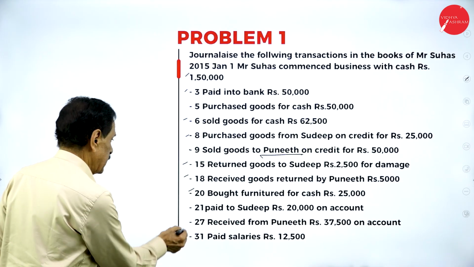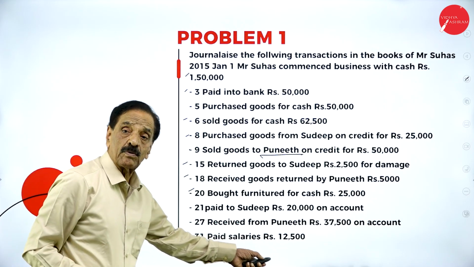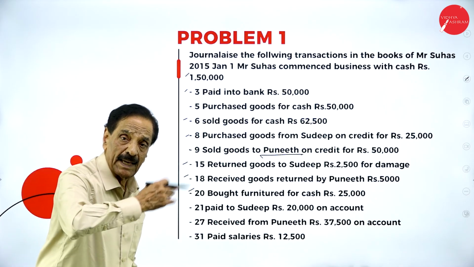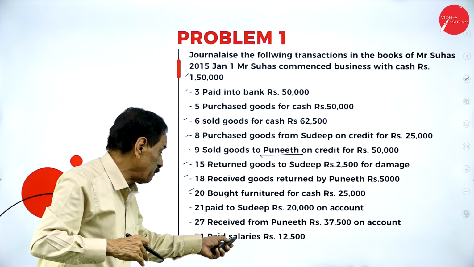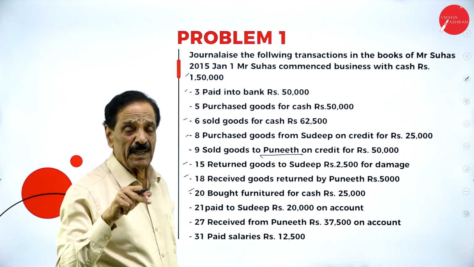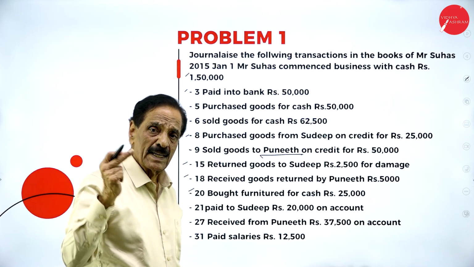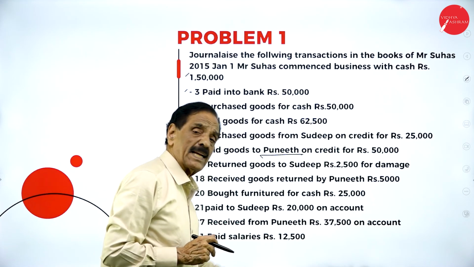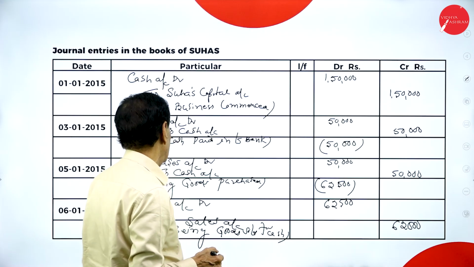Last entry, 31st, paid salary rupees 12,500. We pay the salary means cash is going out for the purpose of salary. Salary comes under nominal account. Debit the losses, credit the gains. What's the entry? Salary account debtor to cash account.